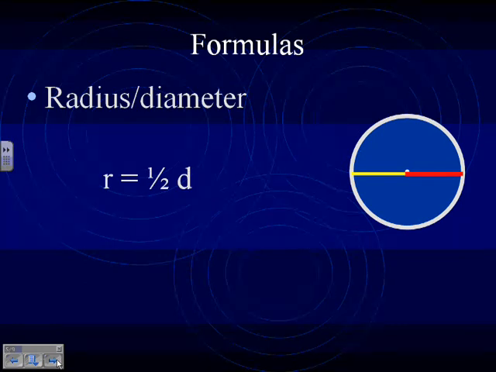We could say the radius equals half the diameter, or if I wanted to go the other way, the diameter equals 2 times the radius. So it's really easy to bounce back and forth between those. You've got the radius, you want the diameter, double it. You've got the diameter, you want the radius, halve it. Okay. Make sure you know that rule.